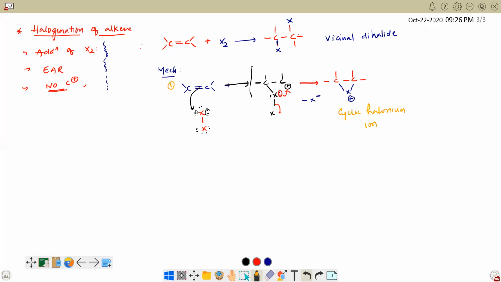Yes, sir. And the second step is what? In the second step, the cyclic halonium ion undergoes ring opening. If you see carefully, X minus attacks stereospecifically, giving anti-addition. Why anti-addition? Because if you want to introduce X minus from the direction of this group, from this side, this path is not favored, not appropriate. Reason?